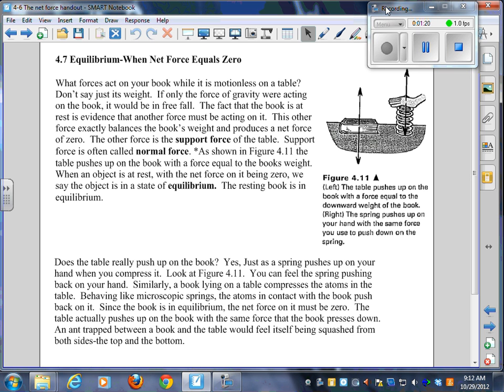Okay, but now this is a bit of a new concept. Equilibrium, when the net force equals 0. So what happens when the net force is equal to 0? And the simplest answer is probably nothing. Nothing happens. Most of the time, that's a good thing.